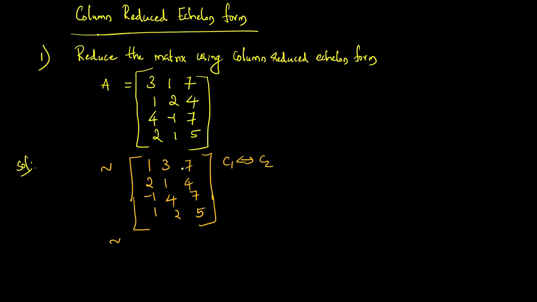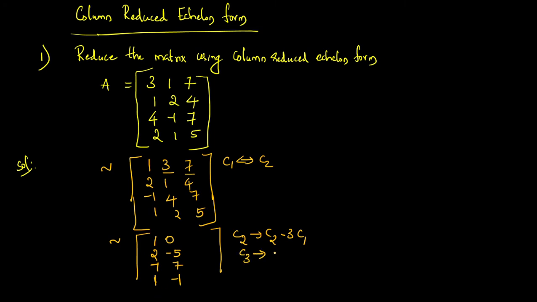Next, we have to make all the elements after this one in this row as zeros. Therefore, we have to make these two elements as zeros. For that, use the column operations. C2 gives C2 minus 3C1. Therefore, the second column becomes 0 minus 5, 7 minus 1.